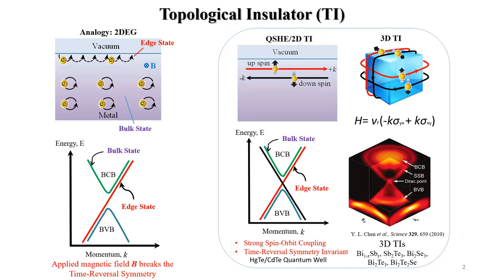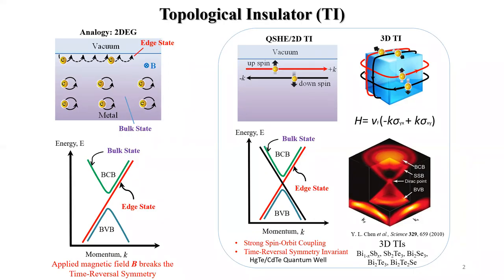This is realized in the quantum spin Hall effect, which was done in cadmium telluride sandwiched by mercury telluride, also known as the first 2D topological insulator. Without a magnet, because of the strong spin-orbit coupling, we can have an insulator in the bulk. In 2006, it was predicted that this 2D topological insulator can be extended to become a 3D topological insulator.